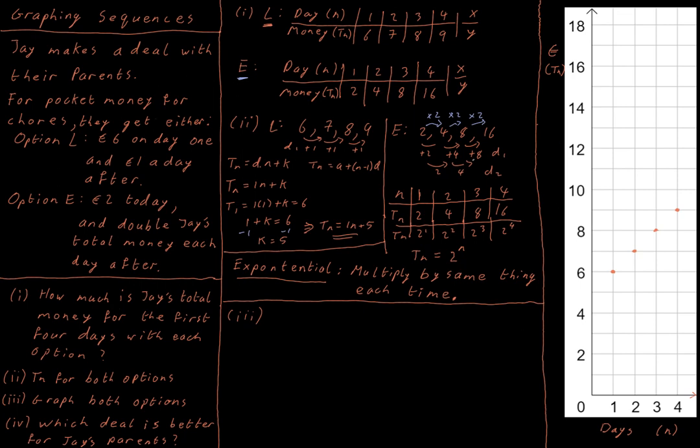Now, what do we get for our option E, for our exponential pattern? Well, we start off on day 1, €2. So in the door 1, up the stairs 2. Next day, we go in the door 2, up the stairs 4. Next day, in the door 3, up the stairs 8. And next day, in the door 4, up the stairs 16. So we can see this pattern here with our exponential. I'll sketch it in.